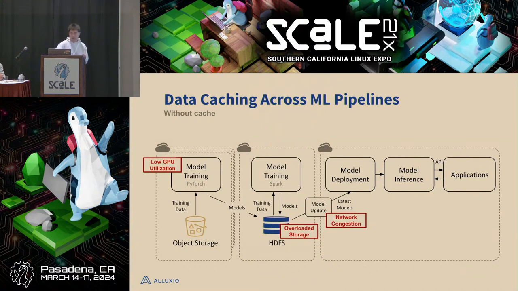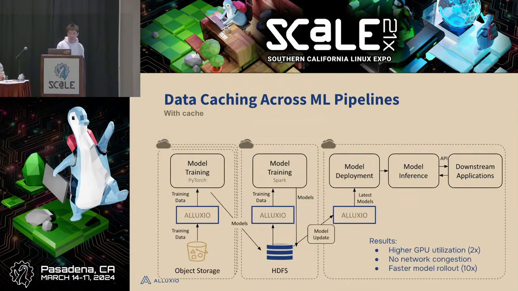This caused network congestion in their data system. And then what we have done with them is that through the collaboration, we adopted Alluxio into their production environment, and it solved those problems.